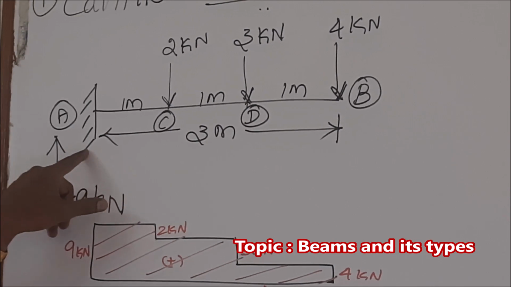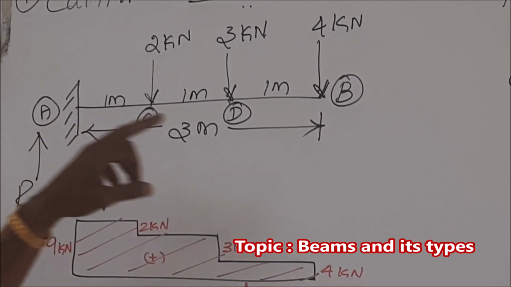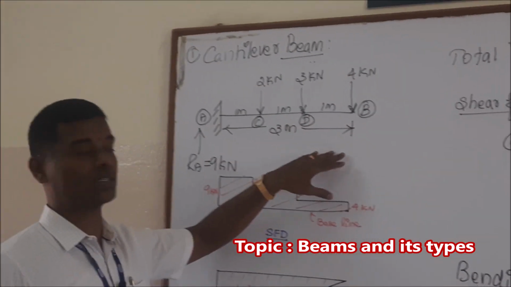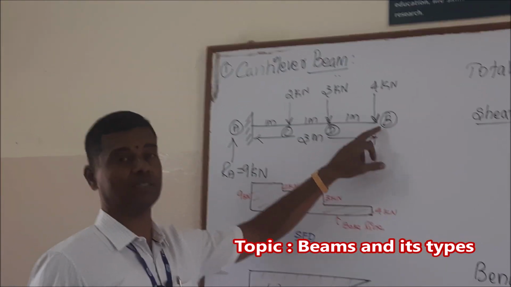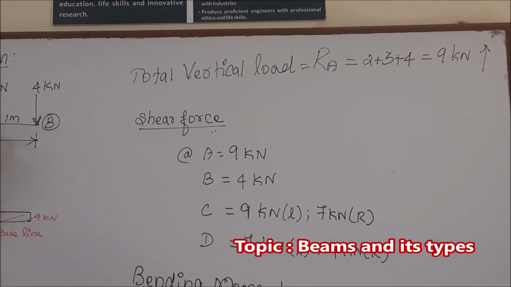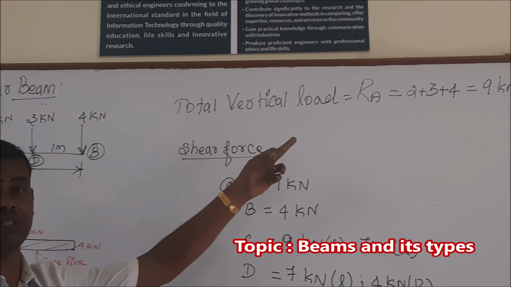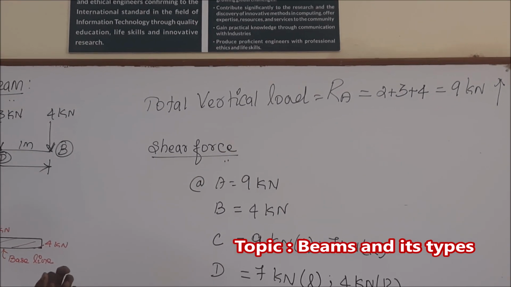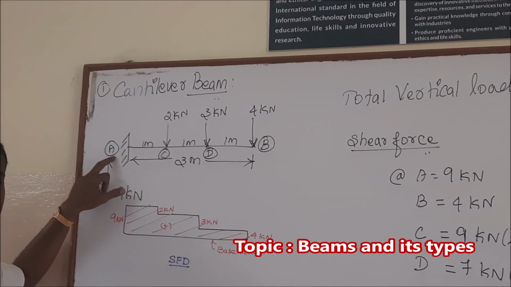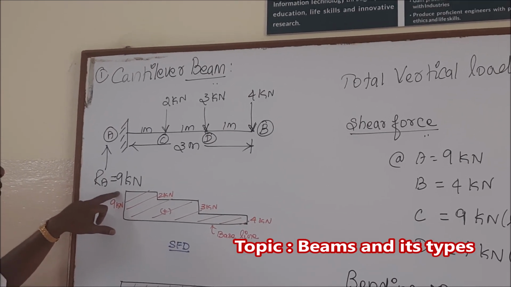As a first step, we find the reactions of this given cantilever beam. In this cantilever beam, the left end A is fixed, so we have to find the reaction at the end A, and B has no support. If there is no support, there are no reactions and no bending moment acting at the point B. Therefore, the total vertical load, which is the summation of all vertical loads, is equivalent to the total reaction at the point A, that is 9 kilonewton. All external loads are acting in the downward direction. Therefore, the reaction RA at support A acts in the upward direction, a total of 9 kilonewton.